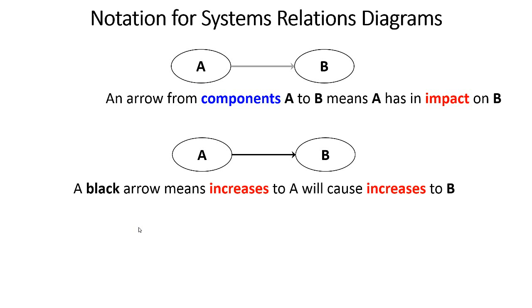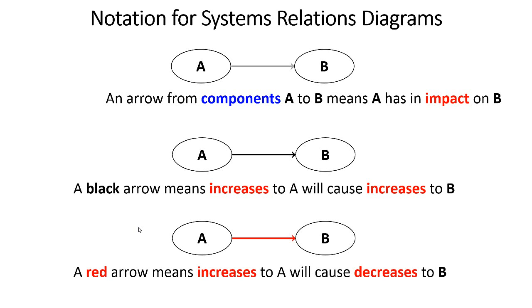Now we use color coding of that arrow to indicate what type of impact. And here's a situation where we have an impact such that increases to A will cause increases to B. So we use a black arrow to indicate this positive impact. So we increase values of A, we increase B. If we decrease values in A, we will decrease B. So basically we create a similar situation between A and B.